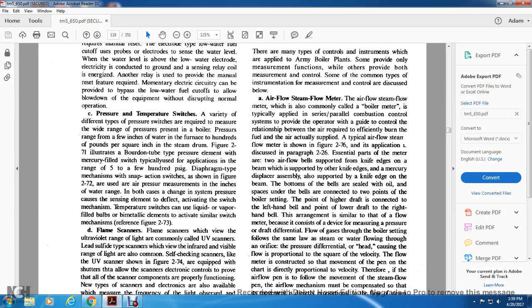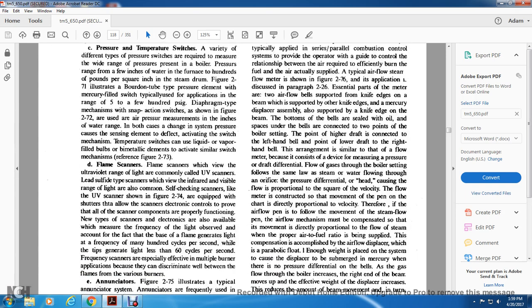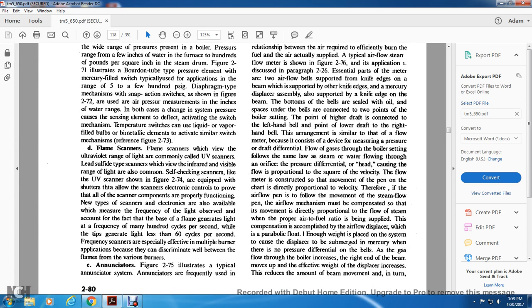Bourdon tube type pressure element with mercury filled switch, typically used for applications ranging from 5 to a few hundred psi. The diaphragm type mechanism snap action switches are shown in figure 272, and are used with air pressure measurement in inches of water range. In both cases, change in the system pressure can cause sensing elements to deflect, activating the switch mechanism. Temperature switches can be used. Liquid vapor filled bulbs, bimetallic elements, actuate switches as shown. Reference figure 273.